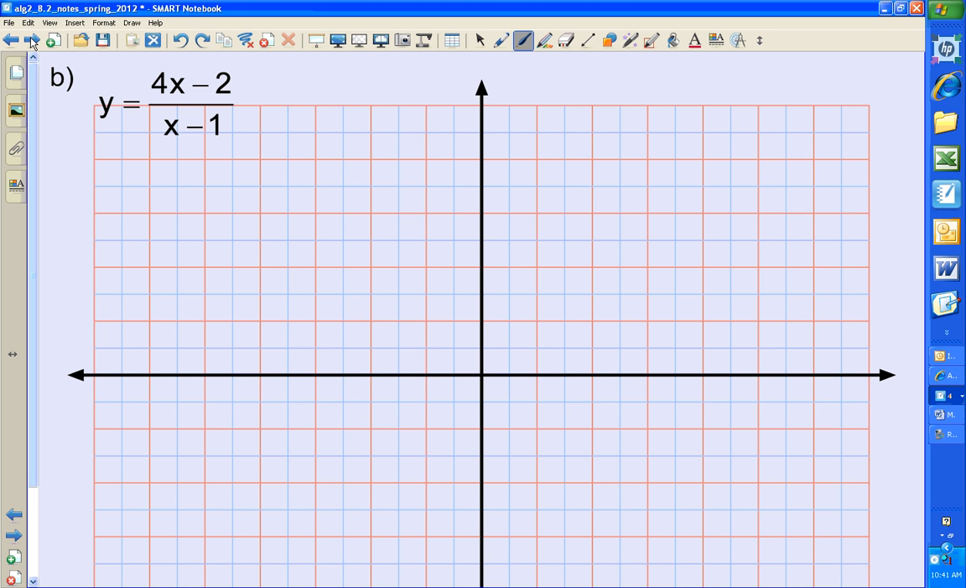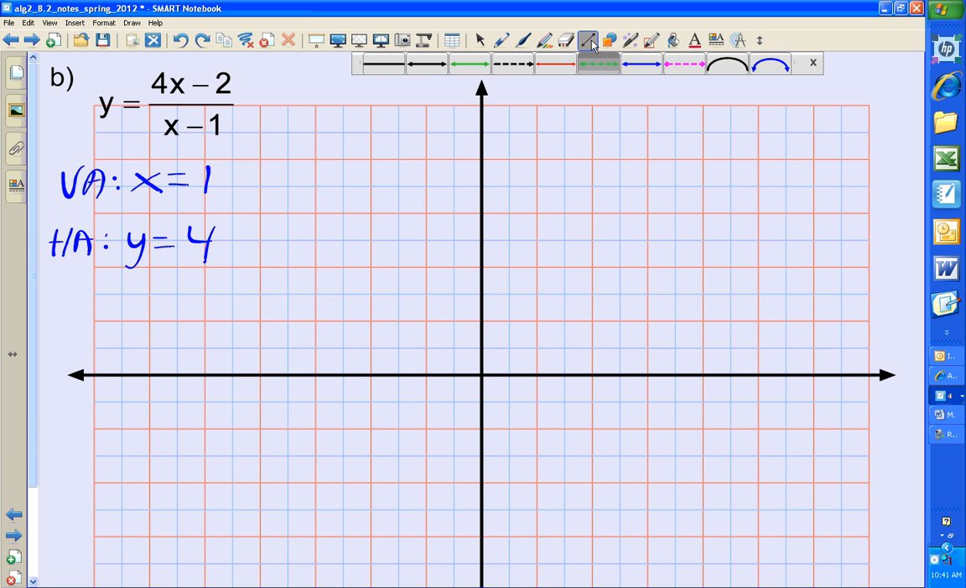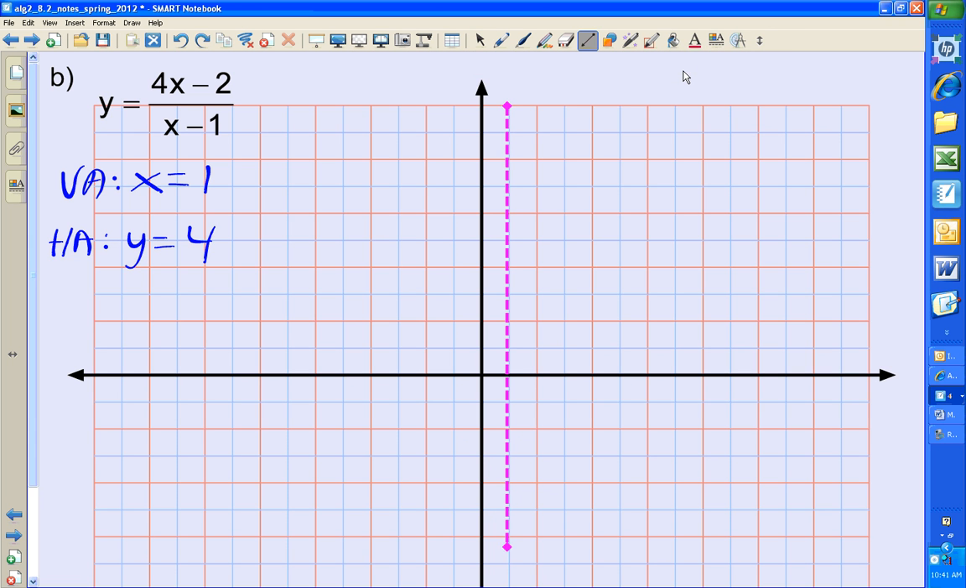Here's how it works. Vertical asymptote, x equals what? Horizontal asymptote, y equals 4. That's the first thing you put on your graph. X equals 1. Bam. Y equals 4. Bam. No, 1, 4 is not a translation vector. Can't be because we don't have a paired graph.